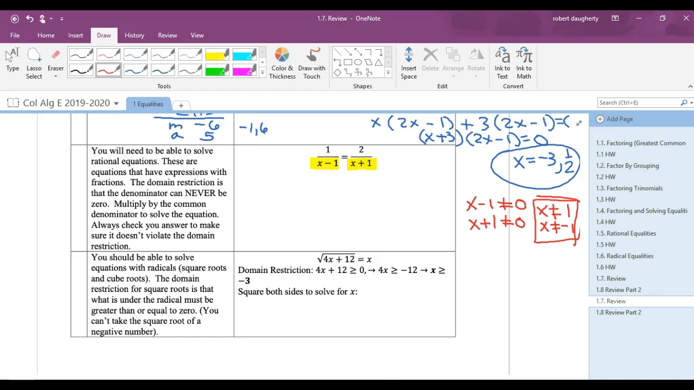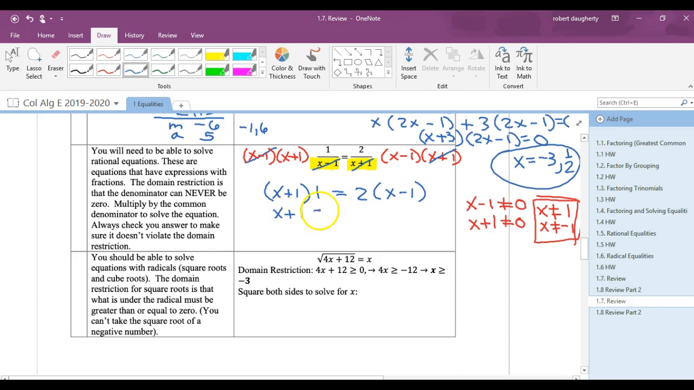Now, the way to solve this problem, you multiply everything by the denominator. So the denominator is going to be what? x minus 1, x plus 1. So I'm going to multiply both sides of this equation by x minus 1, x plus 1. And this should simplify for me. The x minus 1 over x minus 1, that is 1. x plus 1 over x plus 1, that is 1. So I'm left with x plus 1 times 1 equals 2 times x minus 1. This tells me that x plus 1 equals 2x minus 2.